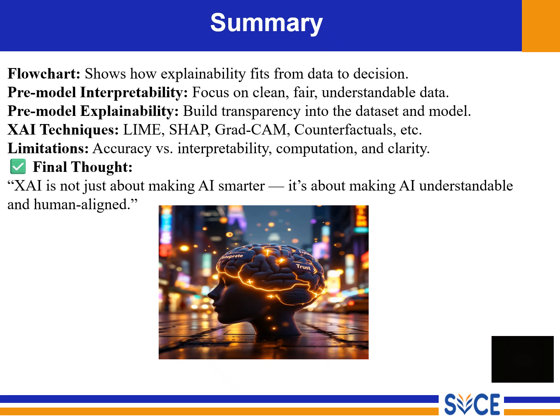Alright everyone, let's quickly summarize what we learned today. The first one is explainability, which means why AI made a decision. The second one is interpretability, how AI works internally. Then the third one is pre-model interpretability, which means clean, fair and meaningful data. Then the fourth one is pre-model explainability, which means transparent input and relationships. Then the XAI techniques, the main ones: LIME, SHAP, Grad-CAM and counterfactuals. Then the limitations: complexity, cost, ambiguity and trade-offs.